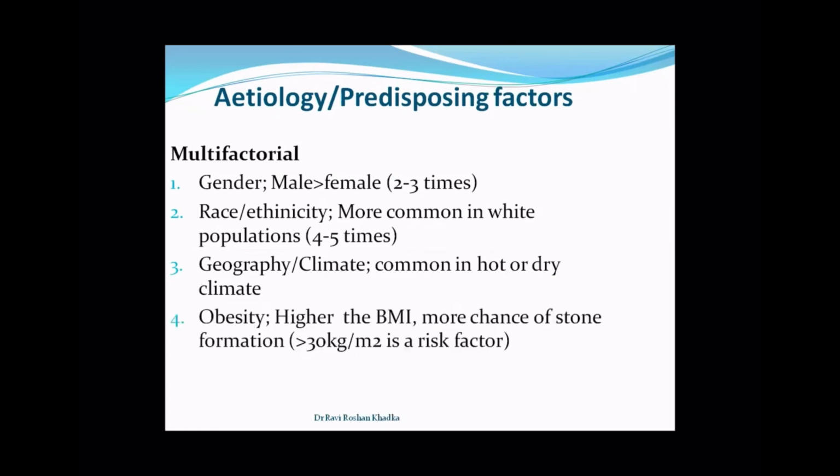Obesity is one of the problems nowadays in the world, and obesity is also a risk factor for stone disease. Whenever the BMI is more than 30 kilogram per meter square, the risk increases. Those who have a higher BMI have increased excretion of oxalate, uric acid, and phosphate in urine, leading to a higher chance of formation of oxalate, uric acid, and phosphate stones. As I have already told you, dehydration has a very direct role in stone formation. It leads to supersaturation of urine.